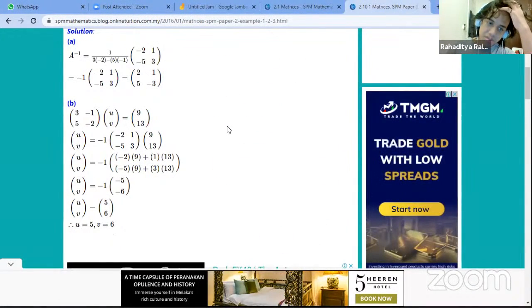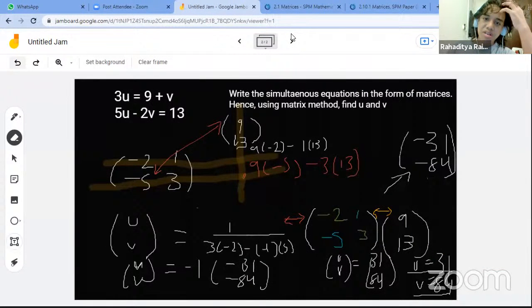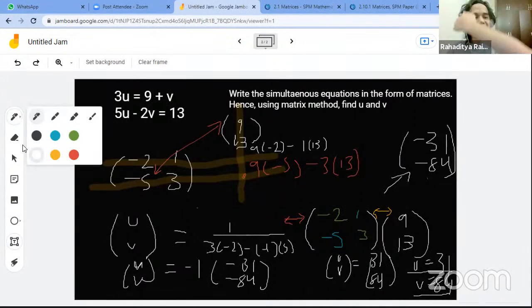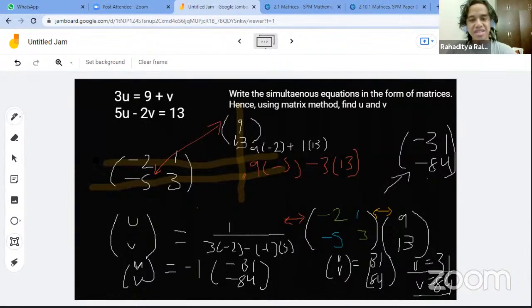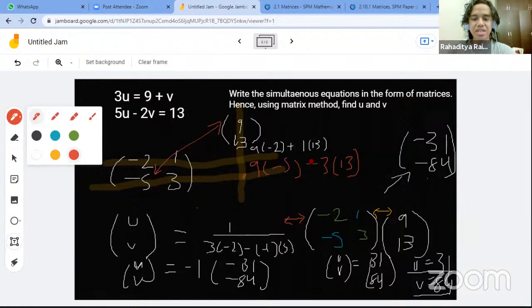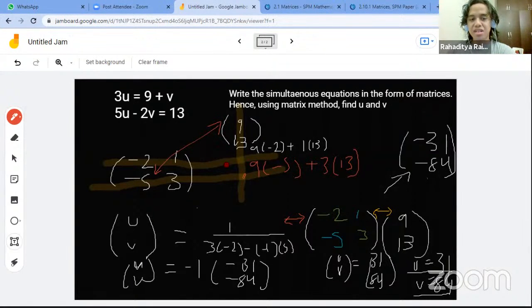U is equal to 5, 6. Wait, then okay, I definitely made a mistake somewhere. Oh, okay, thank you. That's very important. Sorry, class. I made a mistake. Yes. This one is plus. Yeah, for multiplication, make sure you know it's plus. Sorry. This one is very important. These two you plus together. 9 -5 plus 3 13 is equal to, eh?